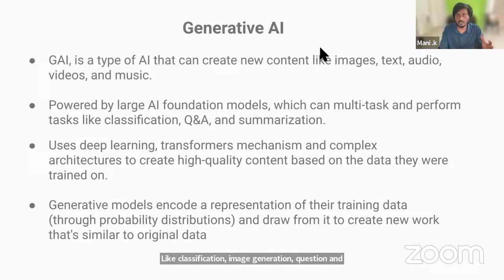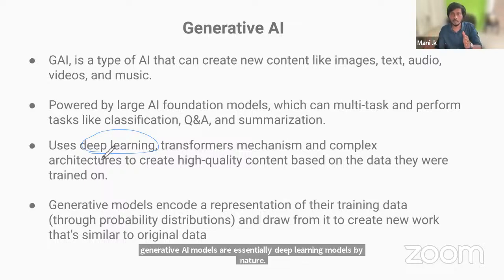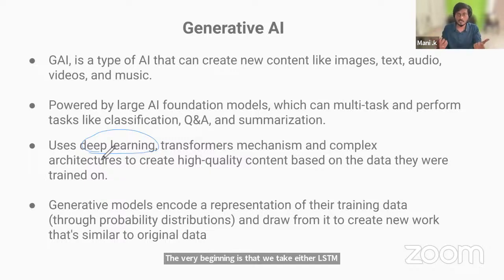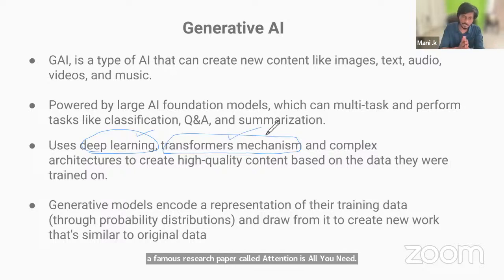All of these generative AI models are essentially deep learning models by nature. In the very beginning, we take either LSTM models or GRU models, which are time series based neural network models, but they have many hidden layers, so they are called deep learning models. We take all of these deep learning models and apply the transformers mechanism from the famous research paper called Attention Is All You Need. We apply the transformers and attention mechanism and get the context understanding much better. Context of words, context of images, context of videos, whatever, we understand it much better when we apply transformers on top of deep learning.